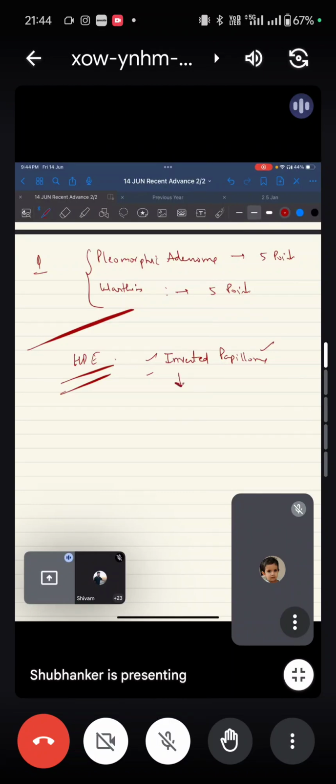After this inverted papilloma, the second thing which we'll go about is rhinoscleroma. Tomorrow's image we'll be getting rhinoscleroma. So please prepare about rhinoscleroma tomorrow, not today.